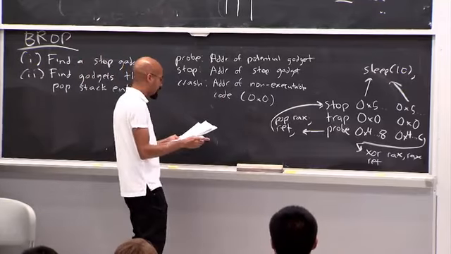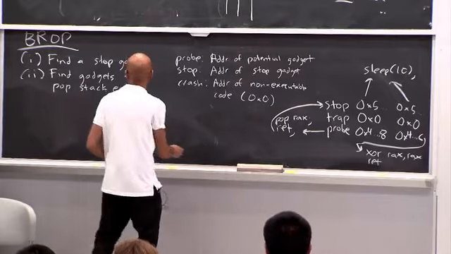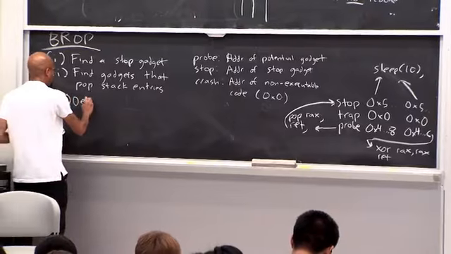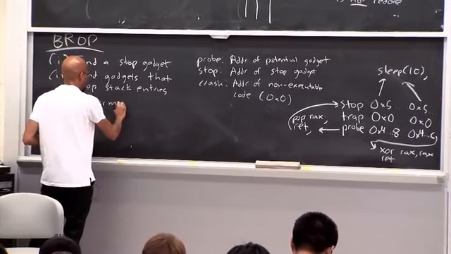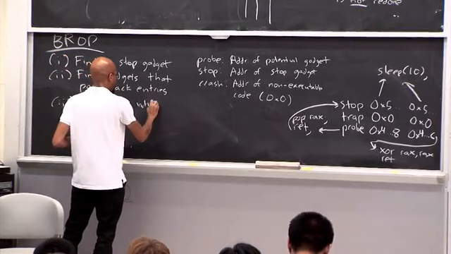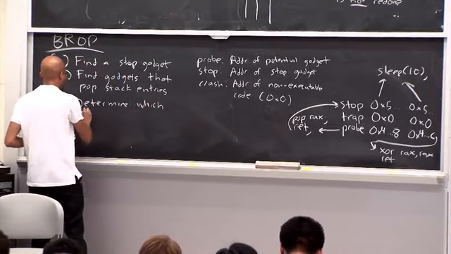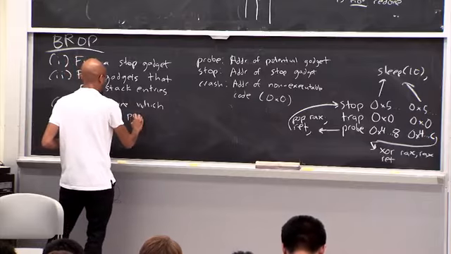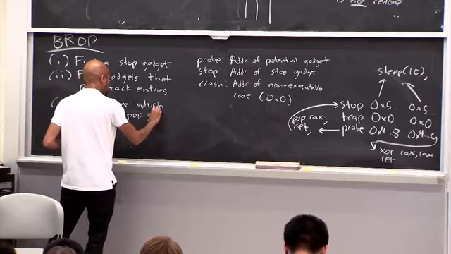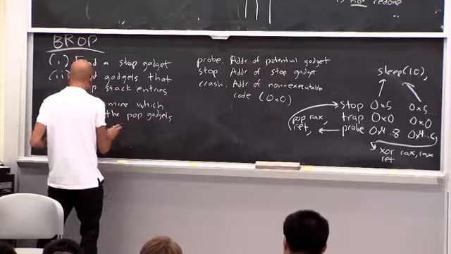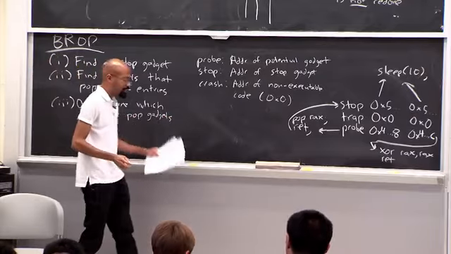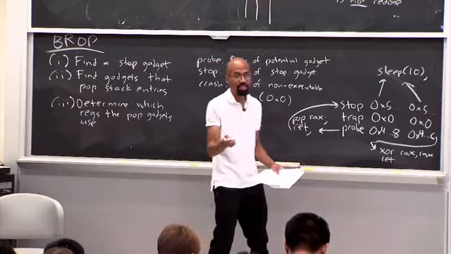Okay? So the next thing that we need to do is determine which registers the pop gadgets use. So how are we going to do that? Well, basically, we can take advantage of the pause system call.